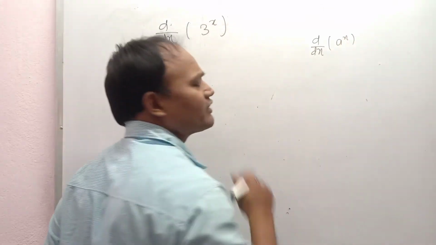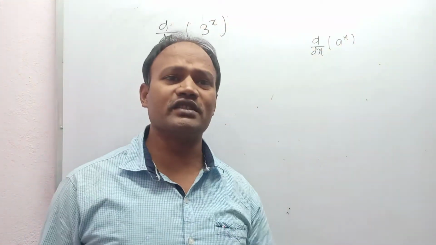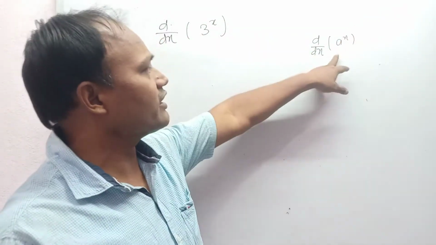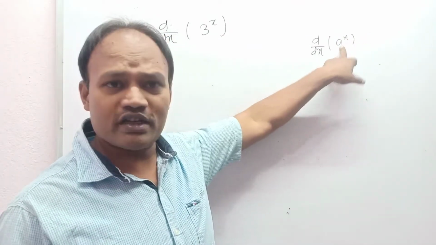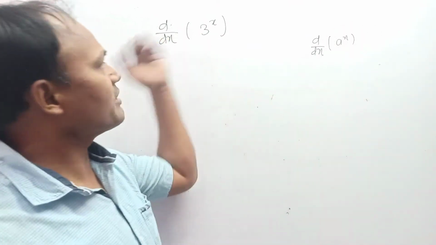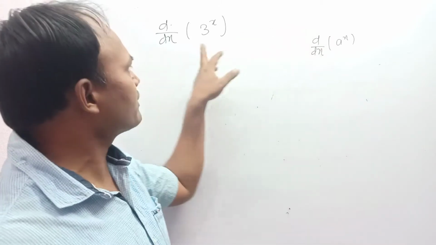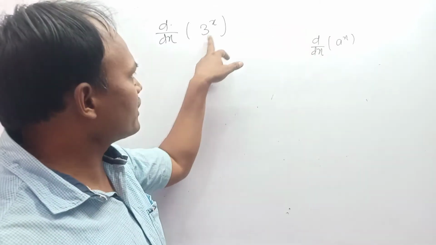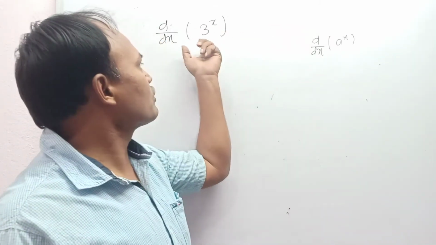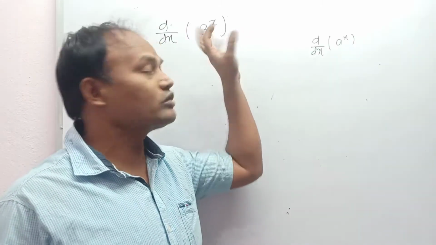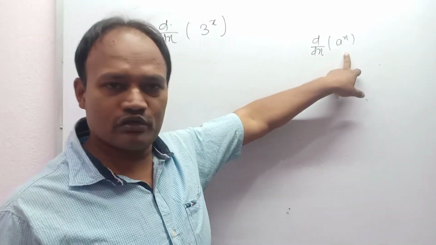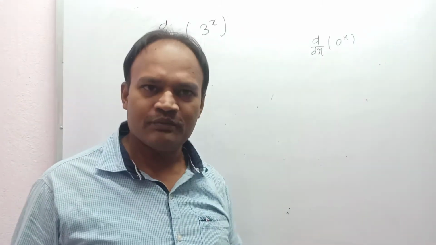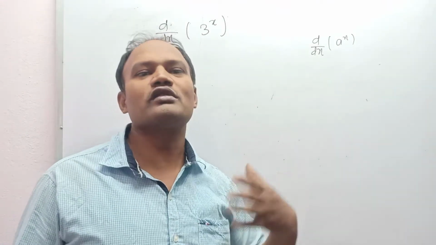What is the similarity between them, students? The similarity is that it is a to the power x, meaning a constant with a variable power. Look here, it is a constant and the power is x, meaning constant to the power variable. So this is also constant to the power variable. So we can say that both look the same.